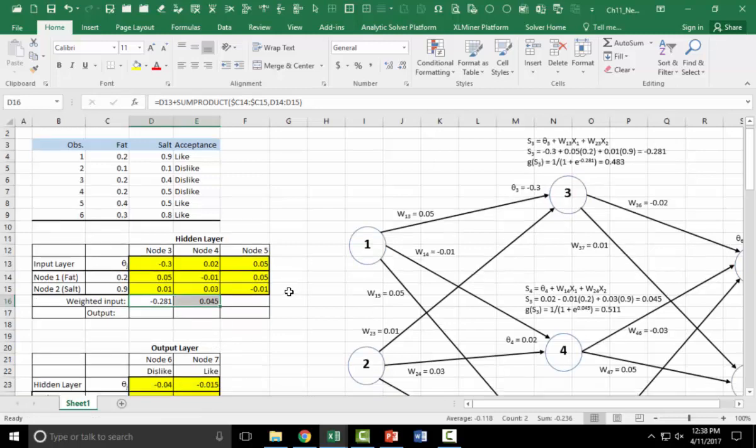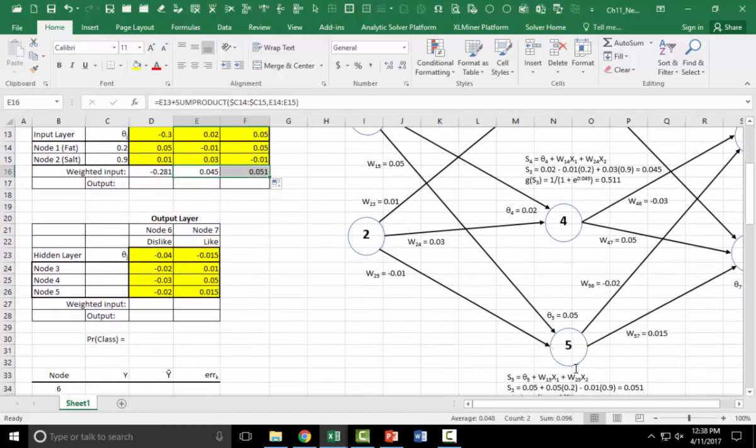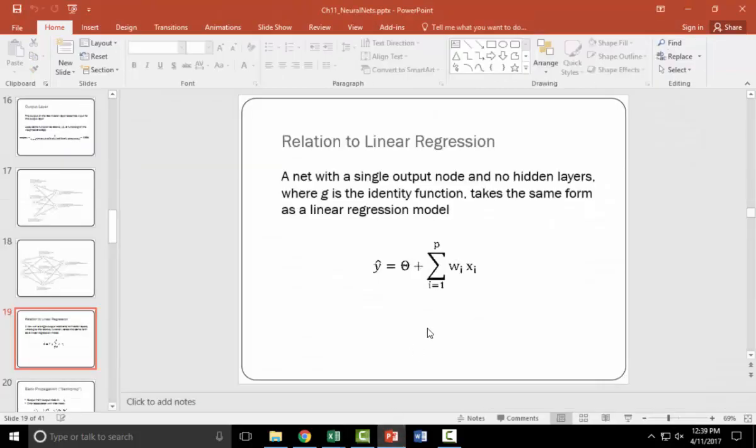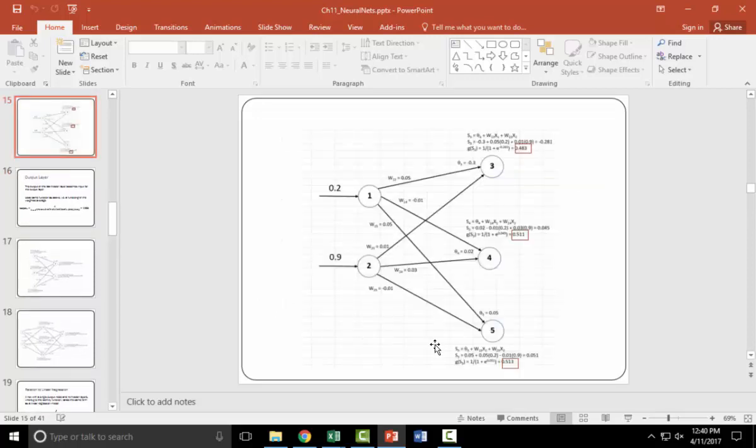So, and of course we need to copy that. So for 3, 4 and 5, the output, okay, so the output function is that 1 over 1 plus exp of that. The function is 1 over 1 plus e to the power of minus s. So that's the problem here.